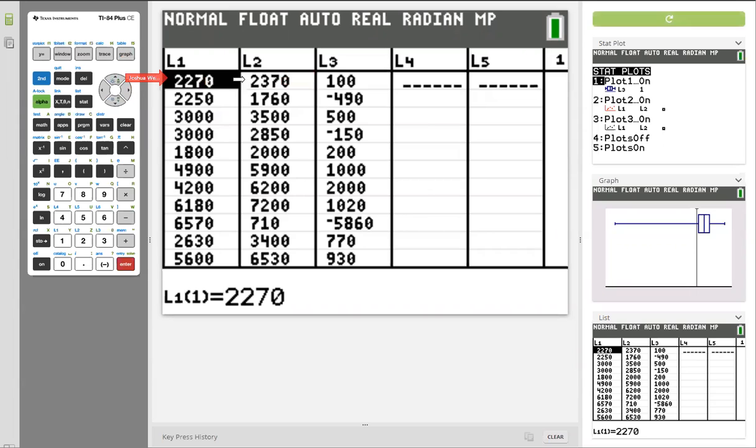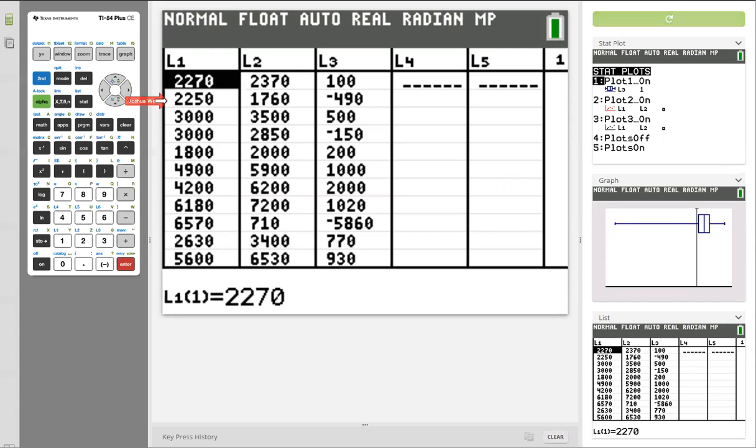Column two is the sale price in the stock market. And column three is the profit or loss, the gain or loss on that transaction. So for the first transaction of this equity, $2,270 was invested, and then it was sold for $2,370 for a gain of $100.